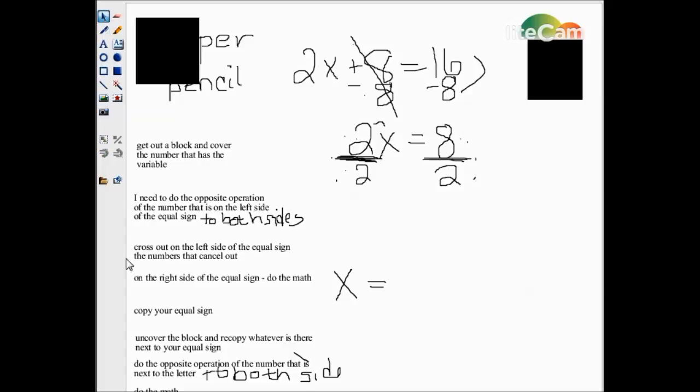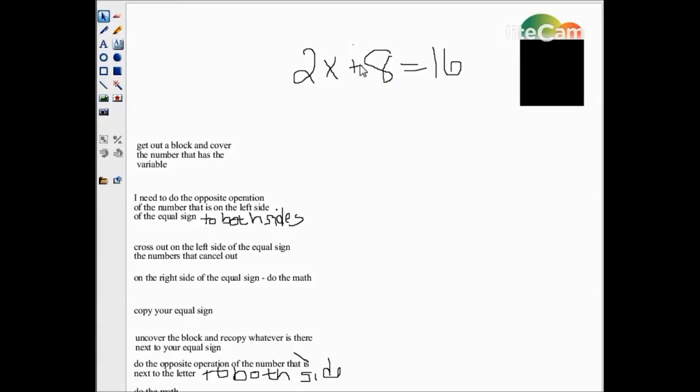Look. Right here, it says do the math. Get your calculator out. 2 divided by 2 is 1. Copy your x. 8 divided by 2 is 4. Don't forget your equal sign. Don't forget to bring your x down. X equals 4.